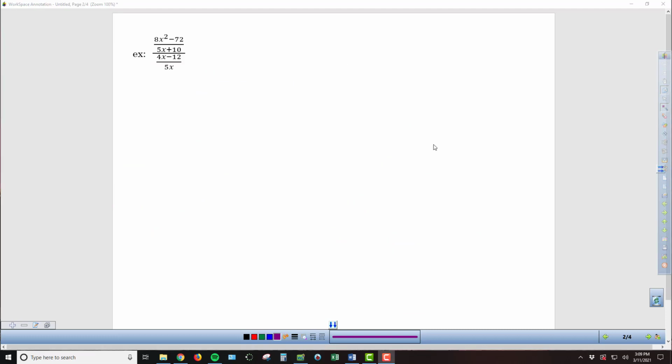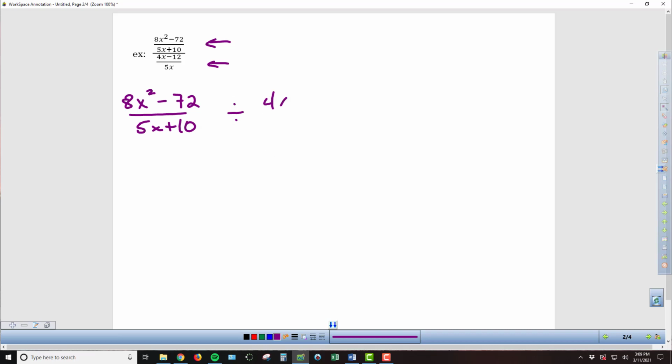So one more time, we'll rewrite this in a horizontal format with the top fraction divided by the bottom fraction. And then we have a bunch of factoring to do. So we have 8x squared minus 72 over 5x plus 10. And then that's going to be divided by 4x minus 12 over 5x.